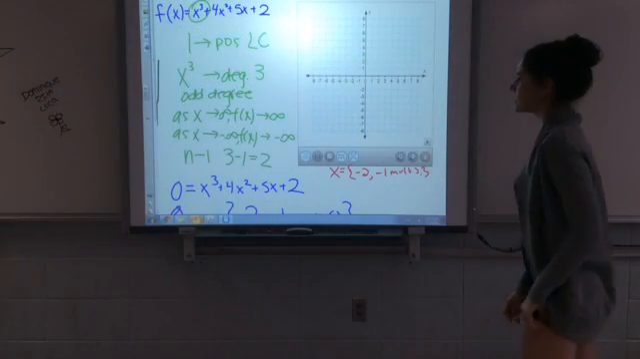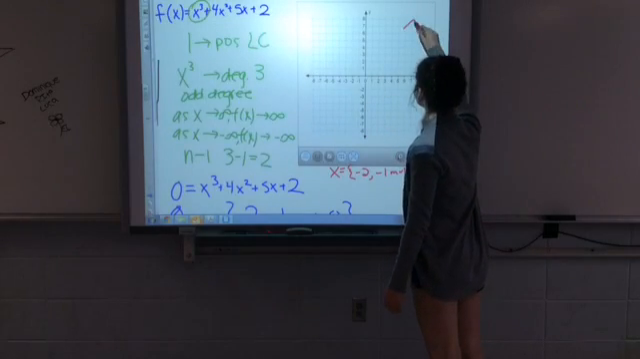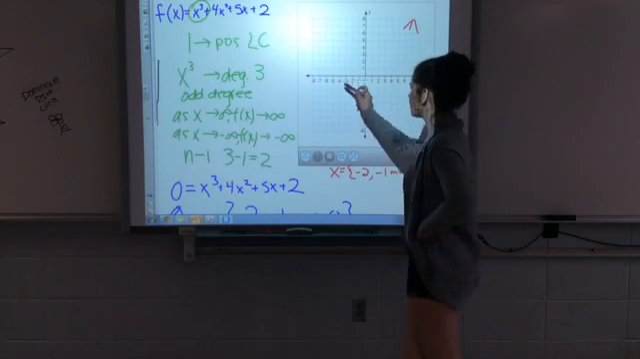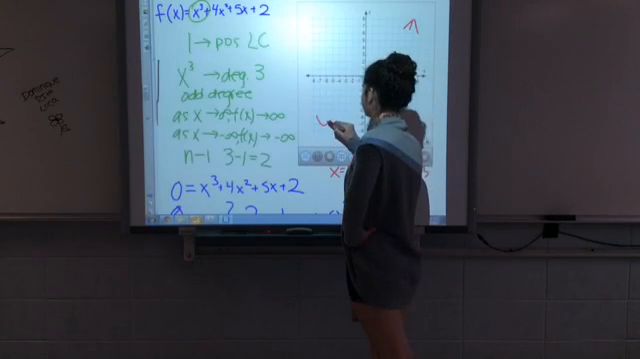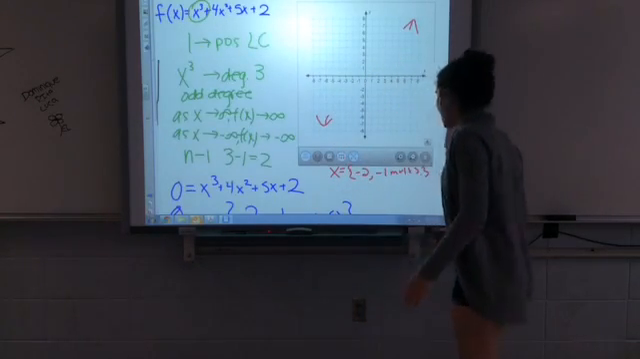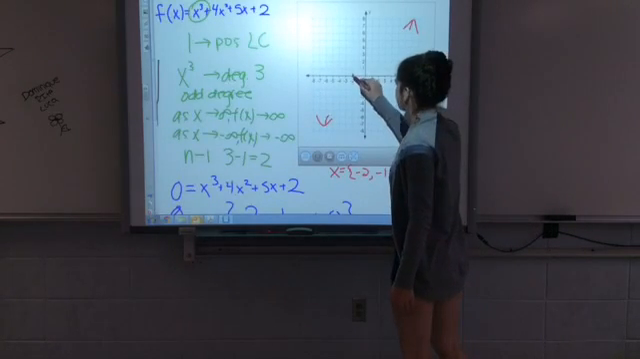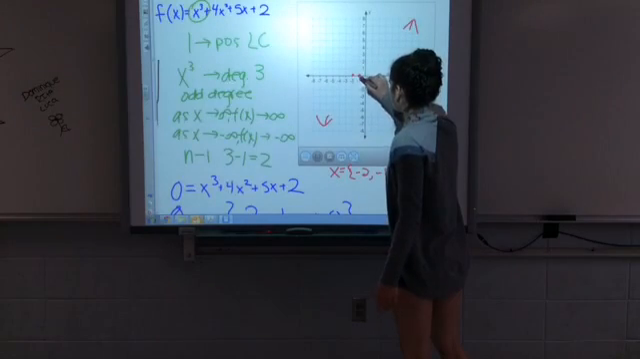So, as Alex stated earlier, as x approaches infinity, f of x approaches infinity. And as x approaches negative infinity, f of x approaches negative infinity. So we know that our graph is going to go in this general direction. And then Veronica stated that we have x-intercepts at negative 2 and negative 1.